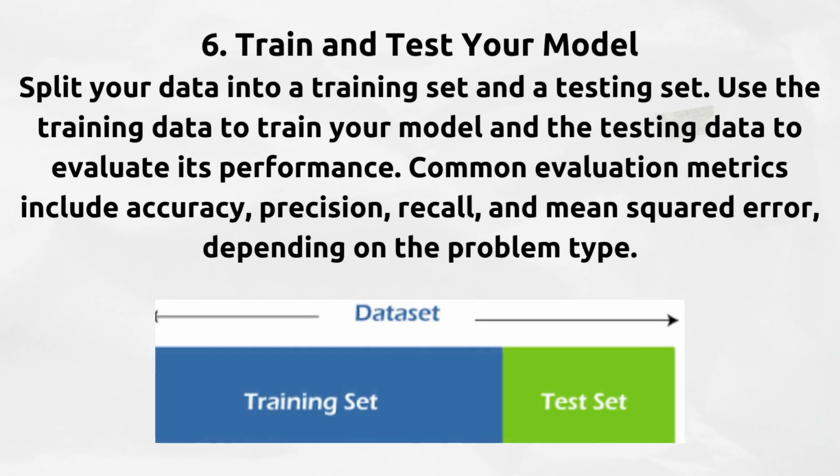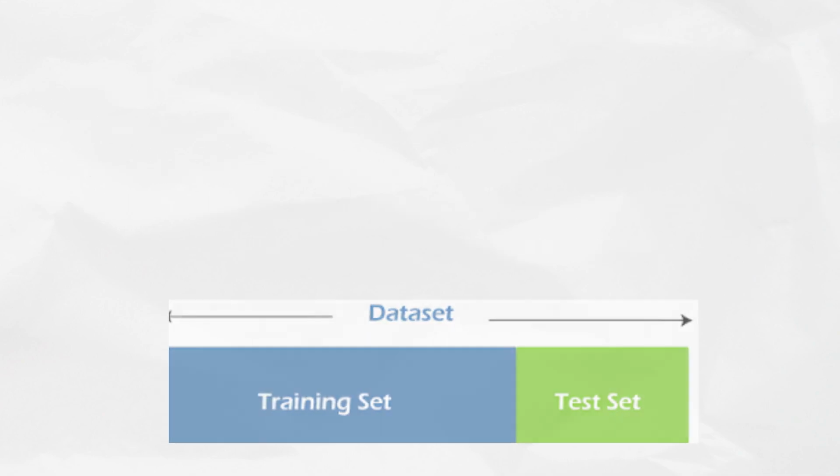6. Train and test your model. Split your data into a training set and a testing set. Use the training data to train your model and the testing data to evaluate its performance. Common evaluation metrics include accuracy, precision, recall, and mean squared error, depending on the problem type.